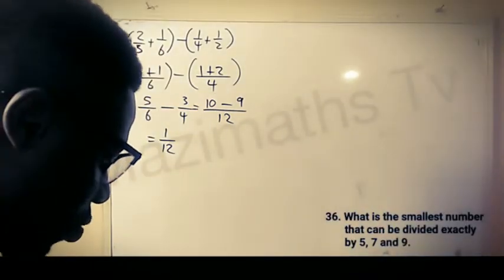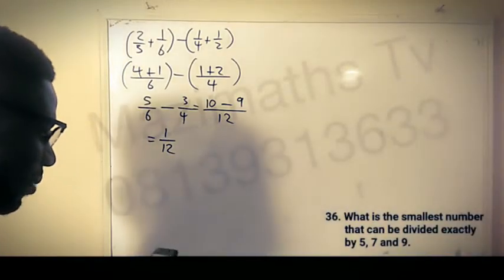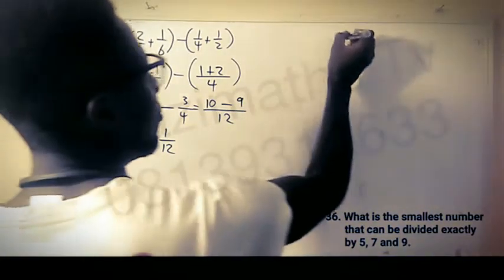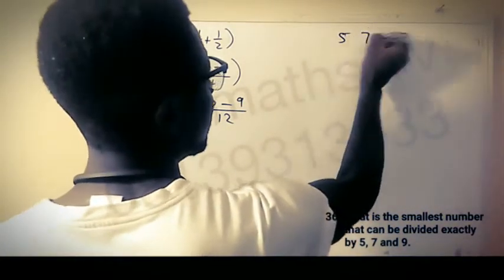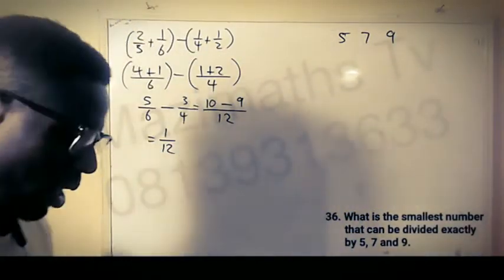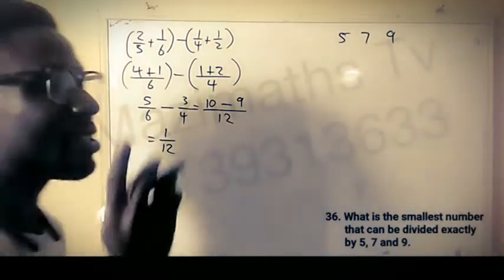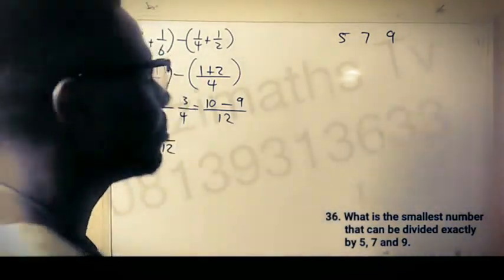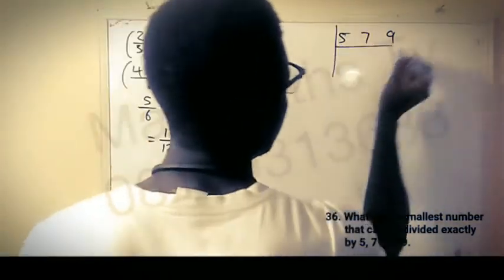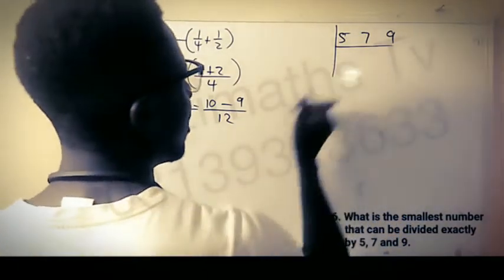Question number 36. What is the smallest number that can be divided exactly by 5, 7 and 9? The smallest number that can be divided exactly by 5, 7 and 9. This simply means find the LCM. You find the LCM.